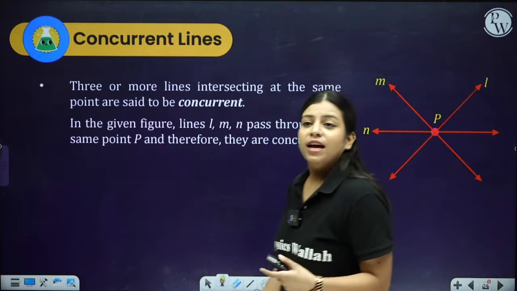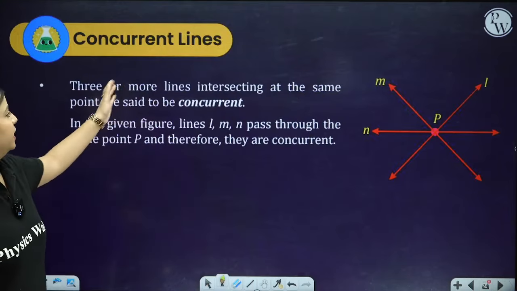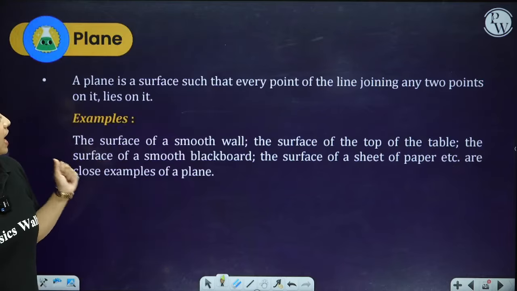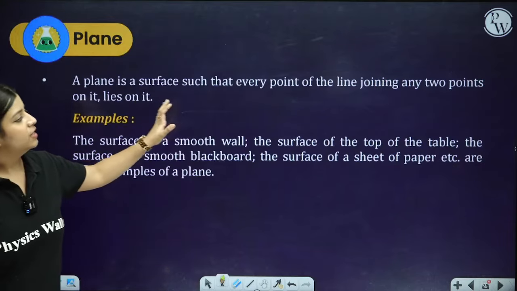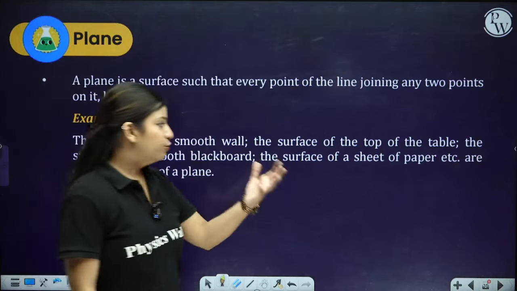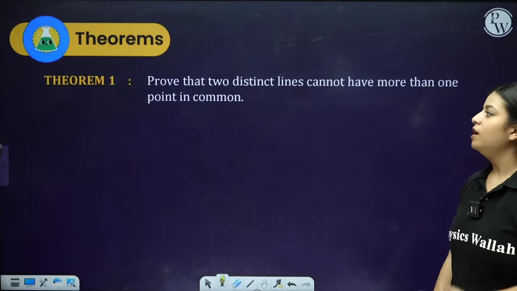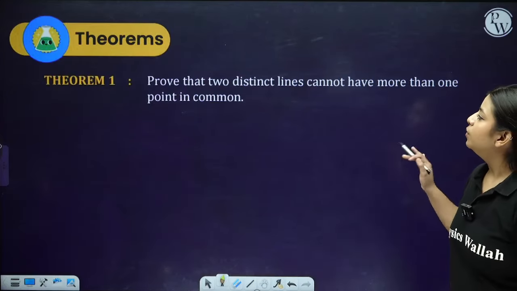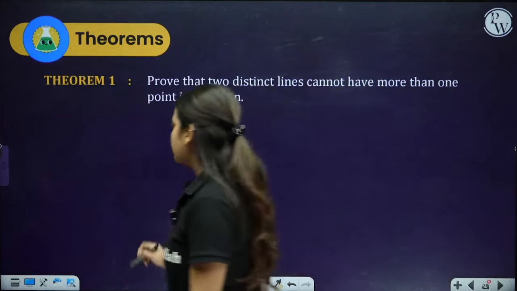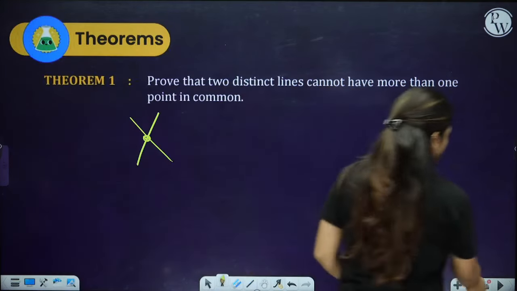Concurrent lines: if many lines pass through one common point, three or more lines intersecting at the same point are said to be concurrent lines. Next we have a plane. A plane is a surface such that every point of the line joining any two points lies on it. The wall, the sheet of paper, everything is a plane. Next, the first theorem: prove that two distinct lines cannot have more than one point in common. If there are two distinct lines, we cannot have more than one single point in common.